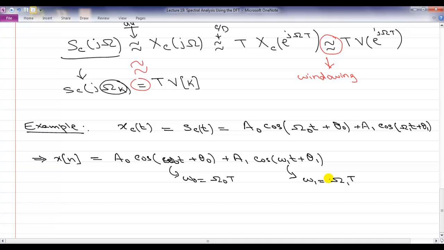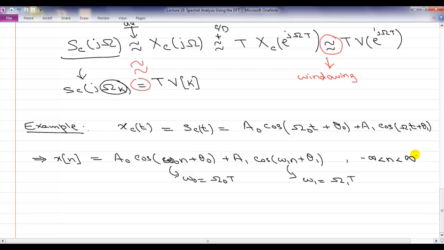So when we sample our pure sinusoids, we have two sinusoids. When we sample them, we get back exactly two sinusoids in discrete time. But, sorry, these shouldn't be t, these should be n. So we get two pure sinusoids, but the n for them goes from minus infinity to infinity. And we can't do spectral analysis on an infinite duration sequence.